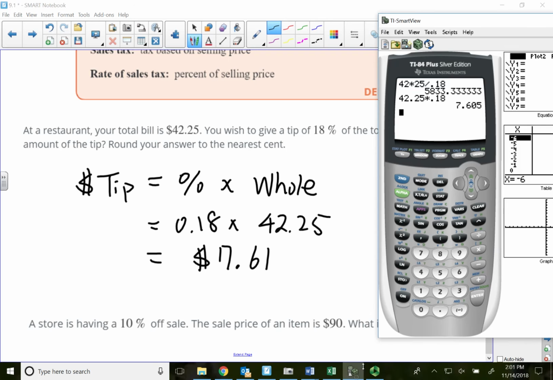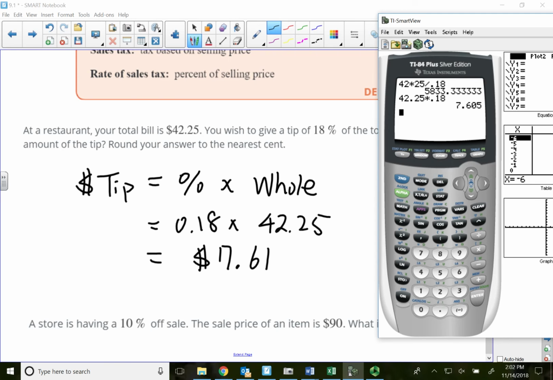Round to the nearest cent. The 5 will make my 0 go up to 1. So that's how much tip I will need to leave if I want to do an 18% tip. Normally it's about 10 to 20%. Well, I'm wrong. Most of the time it's 15%. Some people do a 20% tip.